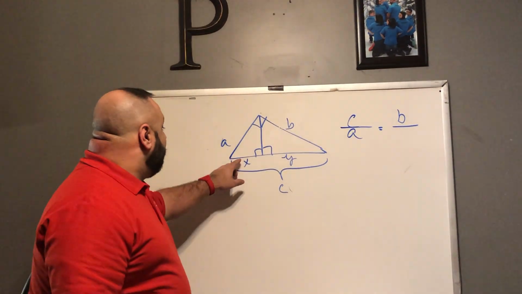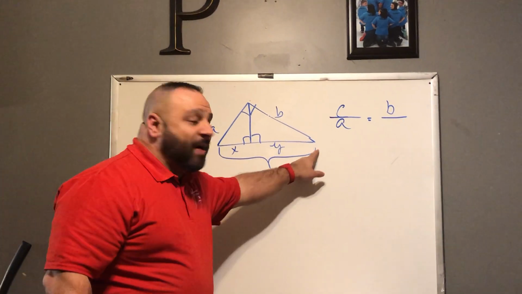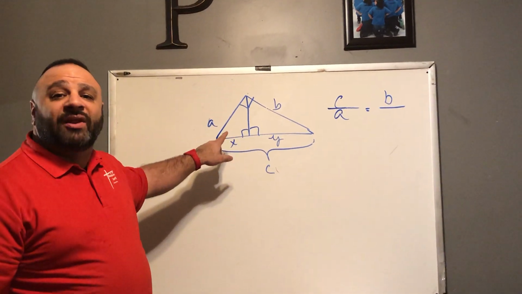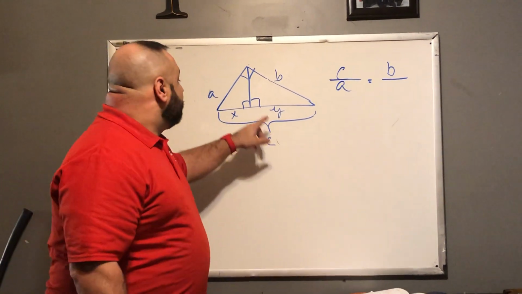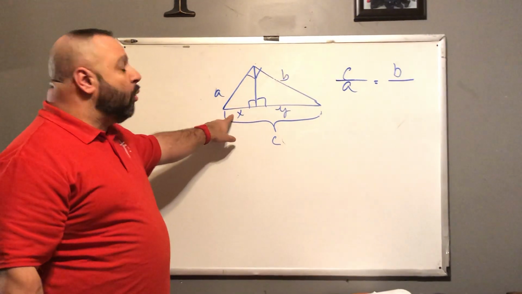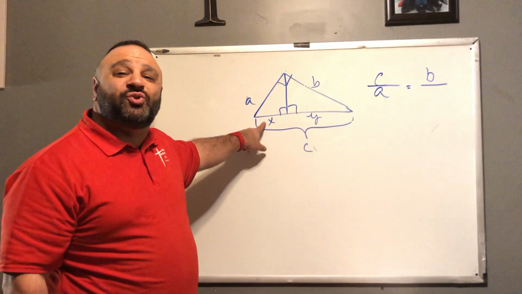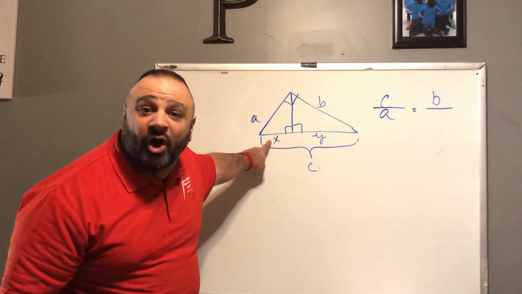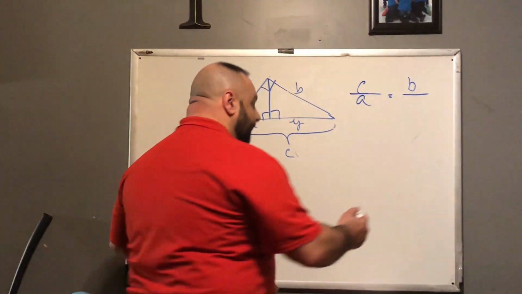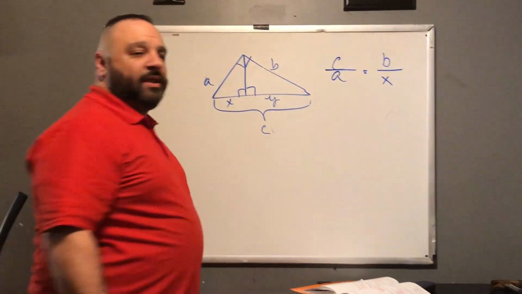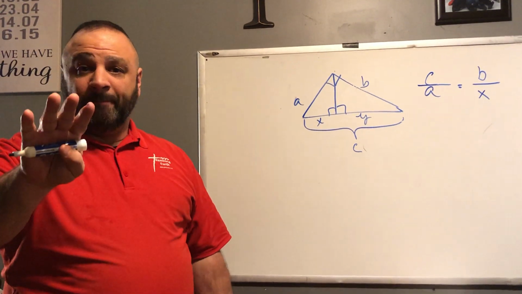So, okay, the length of the hypotenuse over the length of the leg adjacent to that side. So we can go, C over A, and now which segment of the hypotenuse is adjacent to A? I'm pointing to it. Yes, good. X would be the fourth term.